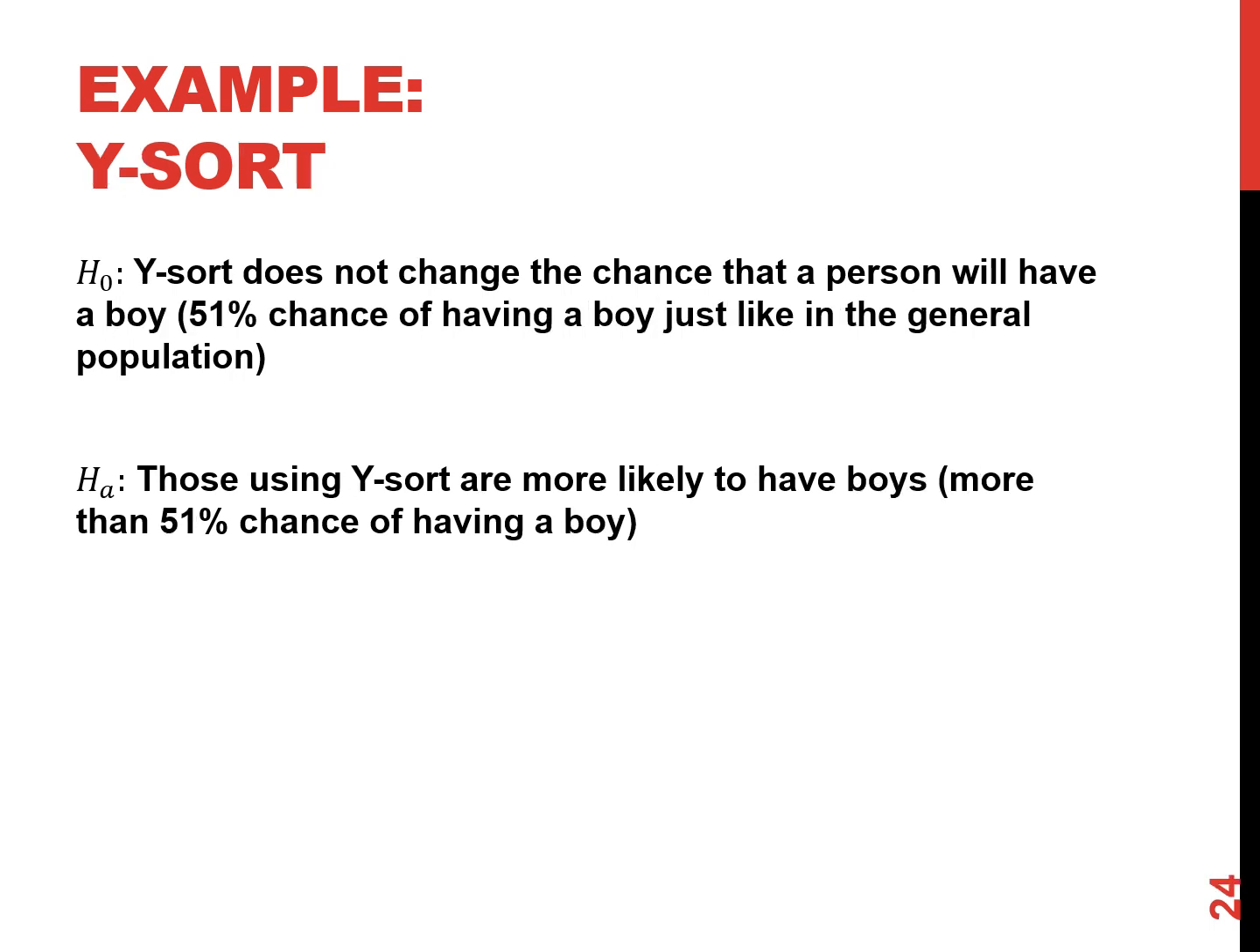Let's look at another example. There is also a Y-sort procedure, which is intended to increase the chance that a person will have a baby boy. So our null hypothesis, if we want to check to see if Y-sort works, is that Y-sort does not change the chance that a person will have a boy, and that it's 51%, versus an alternative that those using Y-sort are more likely to have boys. They have more than a 51% chance of having a boy. In this case, a sample of 152 people tried the Y-sort procedure, and 84 of them had boys.